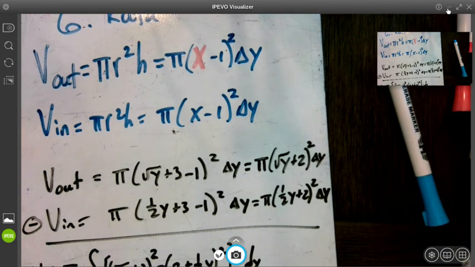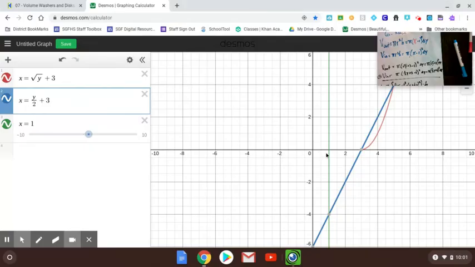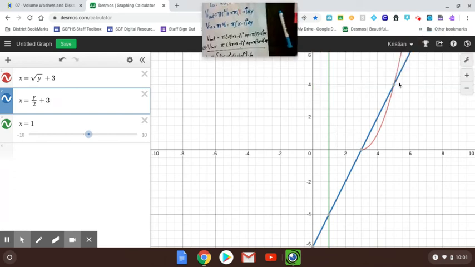And then the only thing I forgot on the Desmos was when these graphs actually equal each other. So hopefully this doesn't freeze on me. There we go. It's looking like I'm going from y equals 0 to y equals 4. So the y's are going from 0 all the way up to 4.